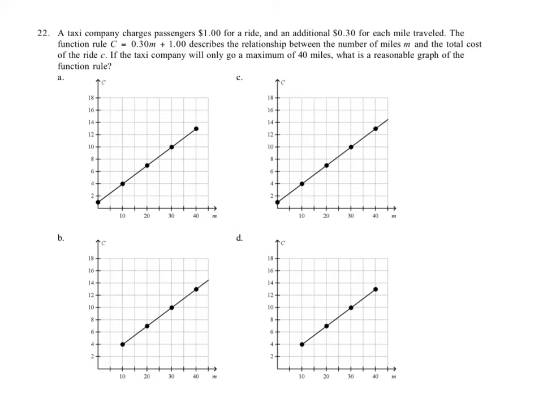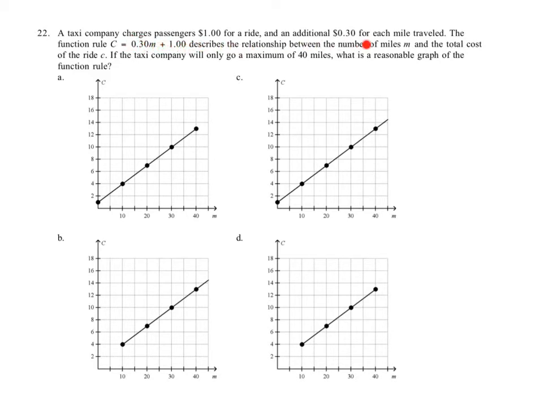Okay, this is an excellent problem. A taxi company charges passengers $1 for a ride. That means just to start the meter, just to hop into the cab, you're going to be paying $1. And then for every mile that you travel, you're paying another 30 cents. So the function rule given, it shows you here, is that the cost is going to be 30 cents per mile plus that extra dollar.